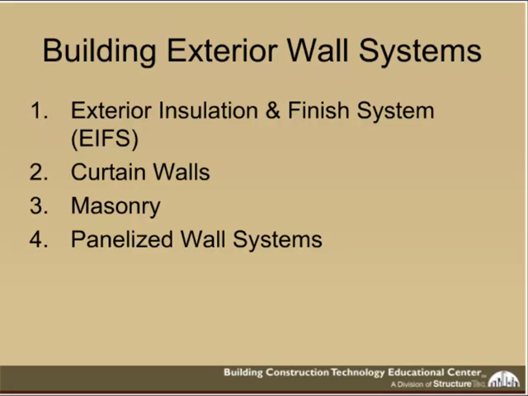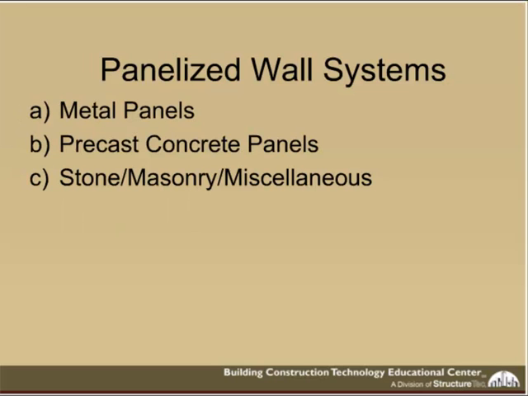Next, we're going to look at the fourth major wall system, and that is a panelized wall system. Panelized wall systems come in a lot of different types. The primary purpose of a panelized system is to allow large areas to be installed as a single unit. So panelized systems may be metal panels, it may be precast concrete panels, or they could be stone, masonry, brick, or similar materials that are all pre-assembled into a panel and shipped to the site.